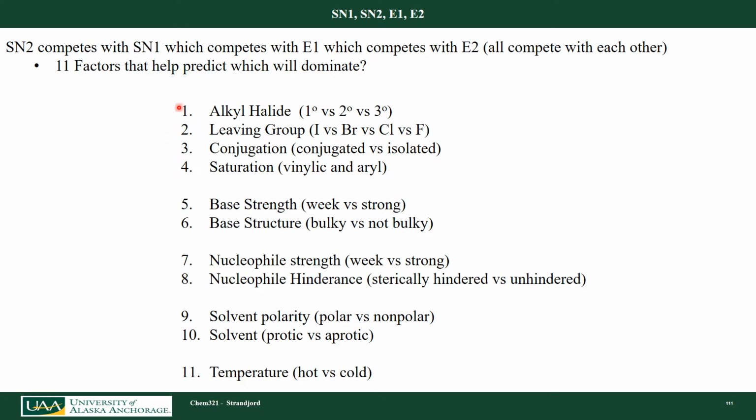We can first look at the substrates, the alkyl halide, whether it's primary, secondary, or tertiary, what our leaving group is, whether my alkyl halide is conjugated or not, whether my alkyl halide is saturated or not. In other words, attached right to a vinyl or an allyl group. I can also look at the strength of my base, whether it's weak or strong, whether my base is bulky or not bulky. I can also look at my nucleophile strength, whether it's weak or strong, or whether my nucleophile is hindered or not. Another factor includes solvent, whether it's polar or nonpolar, whether it's a protic or aprotic solvent, and also one common factor is actually temperature. Can we adjust the reaction temperature to favor one of these reactions over the other?